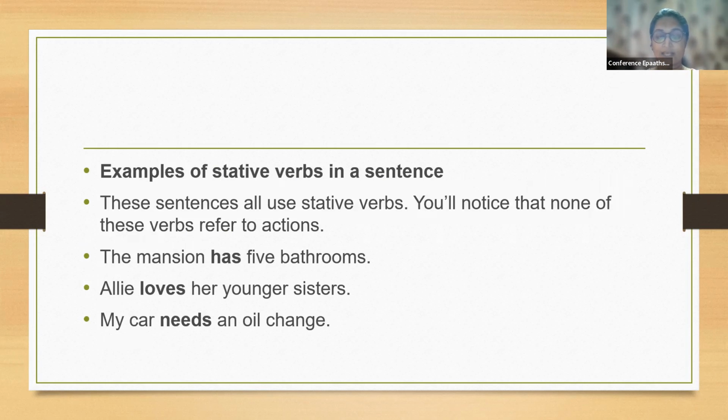The mansion has 5 bathrooms. Ali loves her younger daughters. My car needs an oil change. So here you can see that the verbs they have used in these sentences are not referring to any actions. Like, the mansion has 5 bathrooms. So it is the verb has or have. It is not doing anything, the verb.